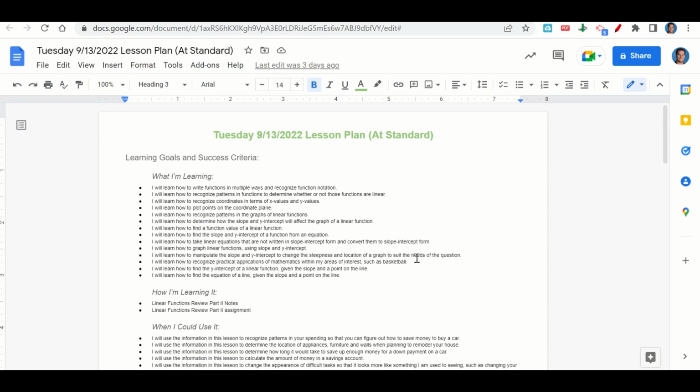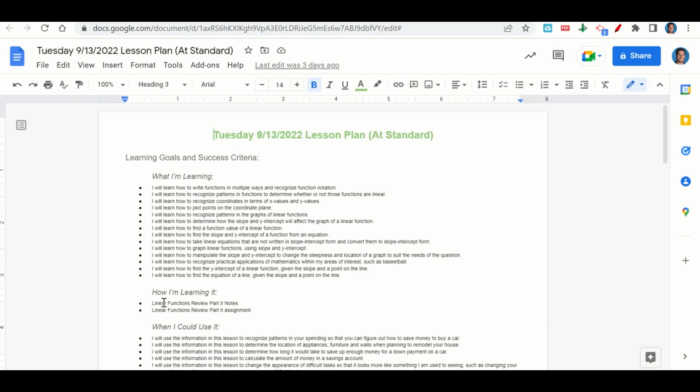suit the needs of the question, how to recognize practical applications of mathematics within your areas of interest such as basketball, how to find the y-intercept of a linear function given the slope and a point on the line, and how to find the equation of a line given the slope and a point on the line.